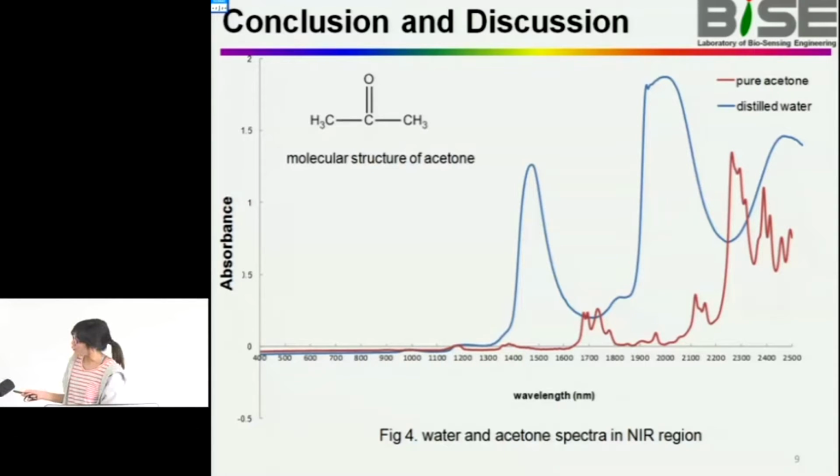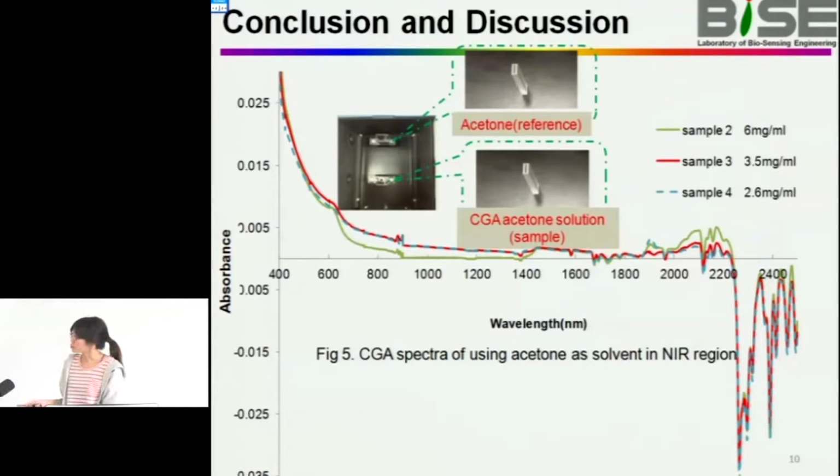From the structure, we can see that acetone doesn't contain the OH bond. So compared to water, in these two strong water absorption regions, acetone absorption is very low. It means if we use acetone as a solvent, in this region, the CGA spectrum may contain less noise. Then I used acetone to conduct the experiment again.